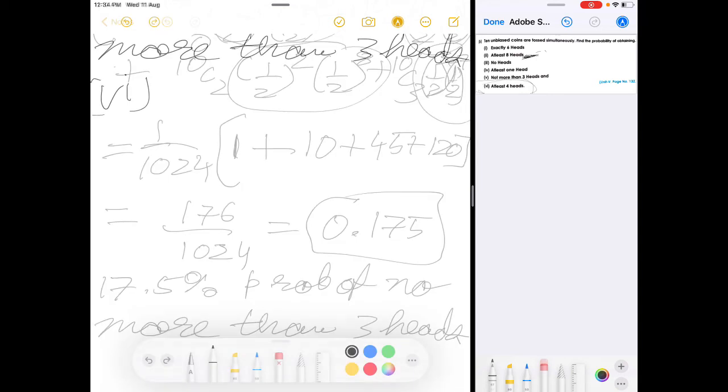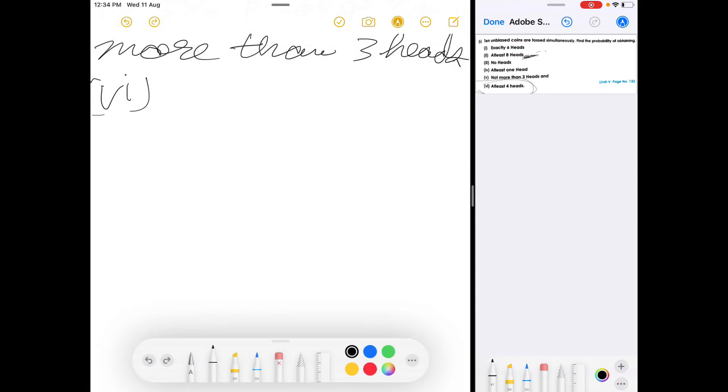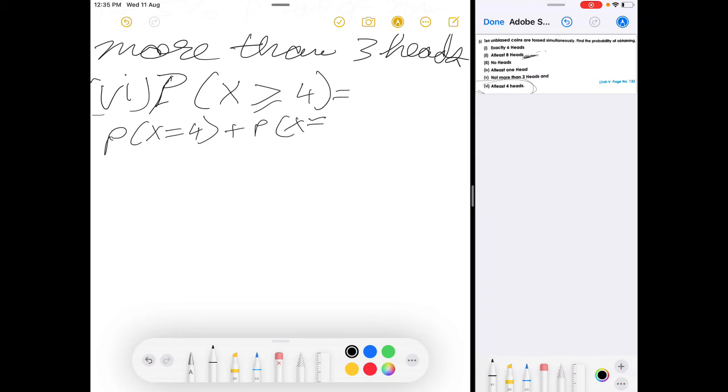Okay. Now the sixth part of the question asks us what is the probability of getting at least 4 heads. That means probability of getting at least 4 or more. So x is greater than or equal to 4, which is nothing but probability of x equal to 4 plus probability of x equal to 5 plus probability of x equal to 6. So we can calculate the individual probabilities and add them to get probability of at least 4 heads.